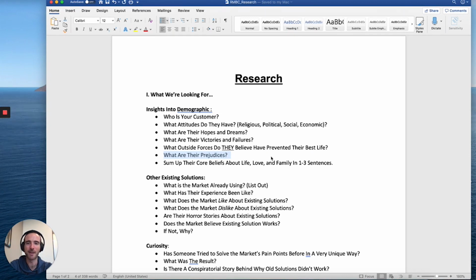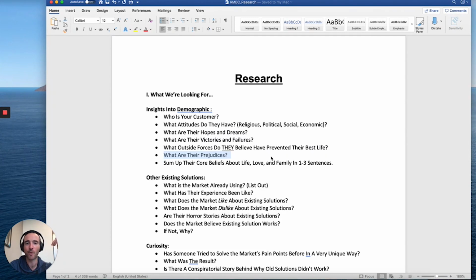And if your market has a belief like that and you can then reflect that in the copy, it's another way of signaling, hey, I understand, I'm one of you, you're totally right. And if you can do that, you build rapport and trust, and it's going to be a lot easier to sell to those people down the road.